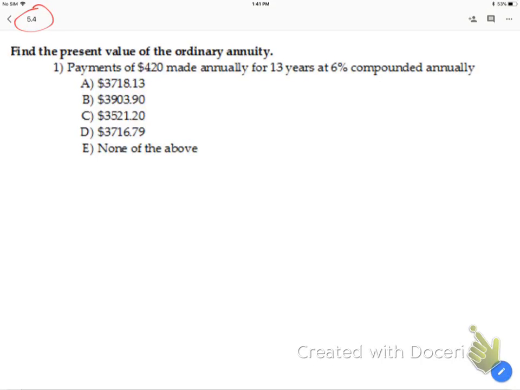This is the start of 5.4 here, and we're answering present value, which is a little different than the other ones. So how do you do present value of an ordinary annuity? Now let me help you with these two different sections and how they're similar and how they're different, because this can be kind of confusing.